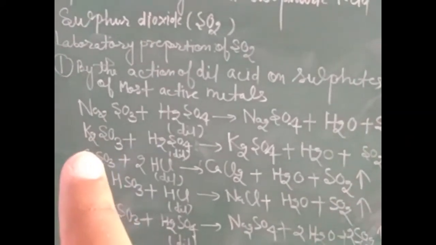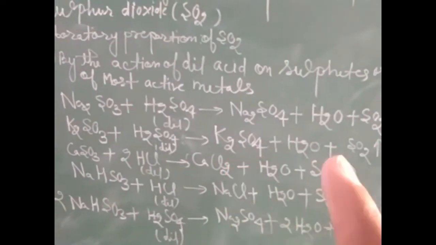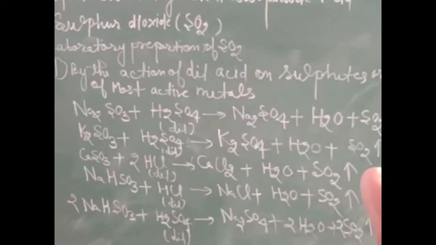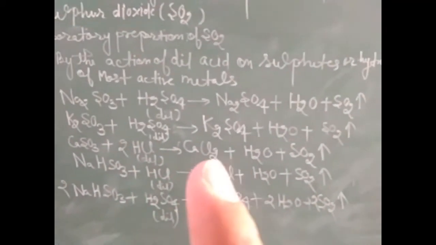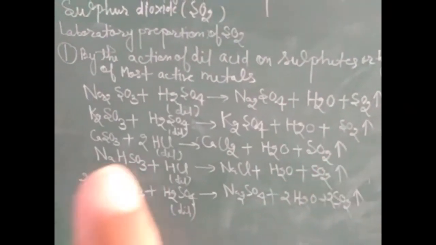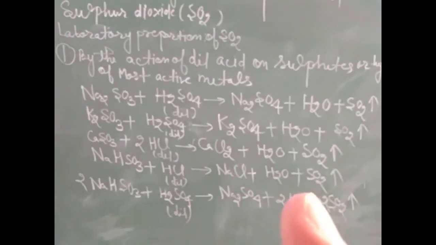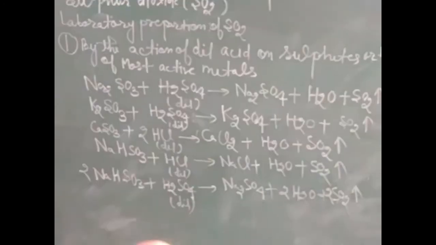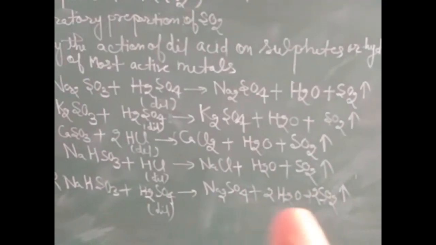When potassium sulfite is treated with dilute H2SO4, formation of potassium sulfate, water and sulfur dioxide takes place. When calcium sulfite is treated with HCl, formation of calcium chloride, water and sulfur dioxide takes place. When sodium bisulfite is treated with dilute HCl, formation of sodium chloride and water along with the release of sulfur dioxide takes place. In the next reaction, we see the reaction of sodium bisulfite with dilute H2SO4. We observe that formation of sodium sulfate, water and sulfur dioxide takes place.